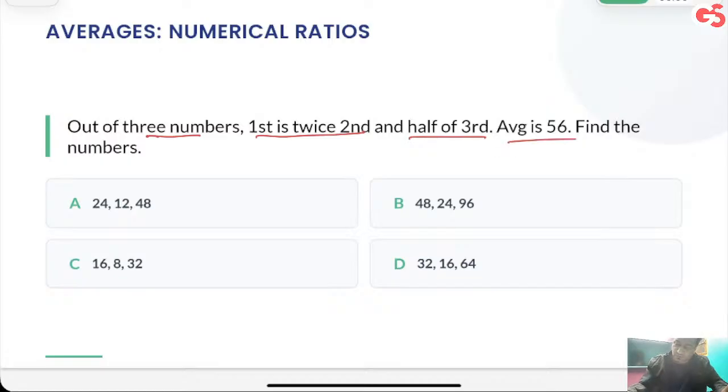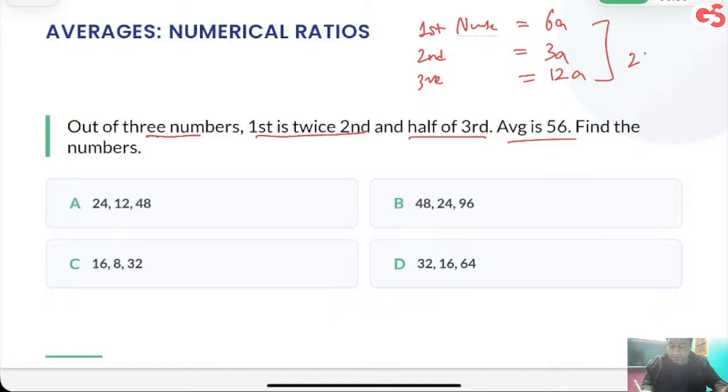ठीक है. तो अगर पहला नंबर मान लो ए है, 6 ए मान लेते हैं उसको, 6 ए है, तो सेकेंड नंबर जो होगा वो 3 ए हो जाएगा. ओके. और जो थर्ड नंबर जो होगा वो तुम्हारा 12 ए हो जाएगा. इज दैट राइट? सो इफ यू एड ऑल ऑफ इट यू गेट 21 ए.